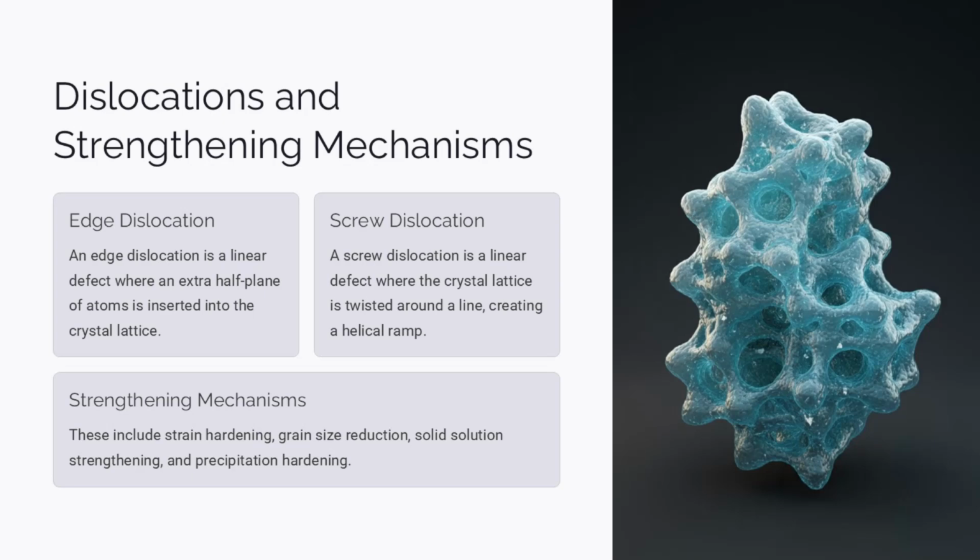An edge dislocation is a linear defect where an extra half-plane of atoms is inserted into the crystal lattice. A screw dislocation is a linear defect where the crystal lattice is twisted around a line, creating a helical ramp.